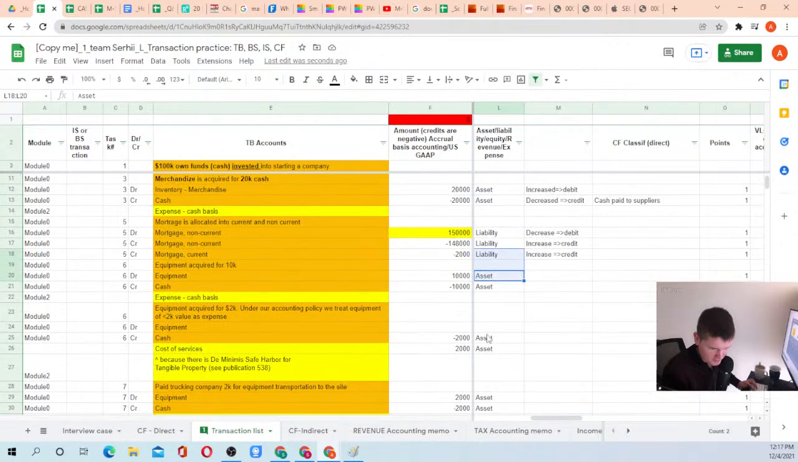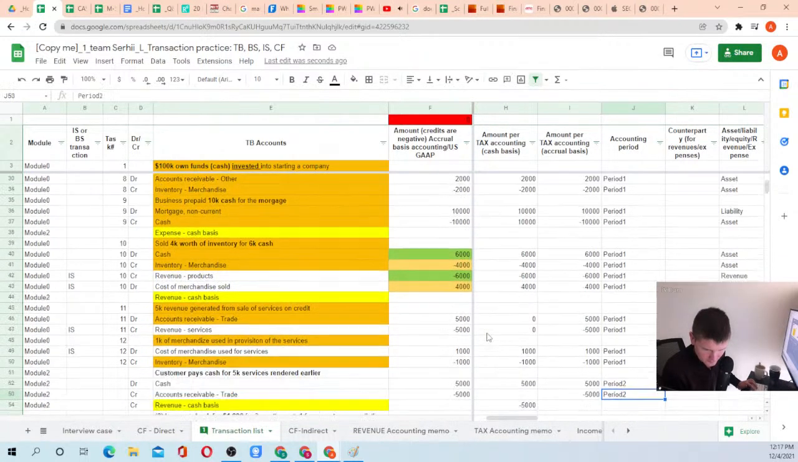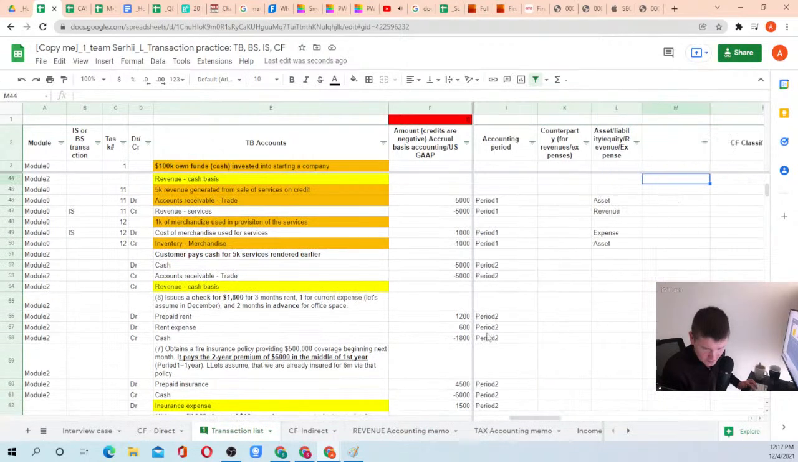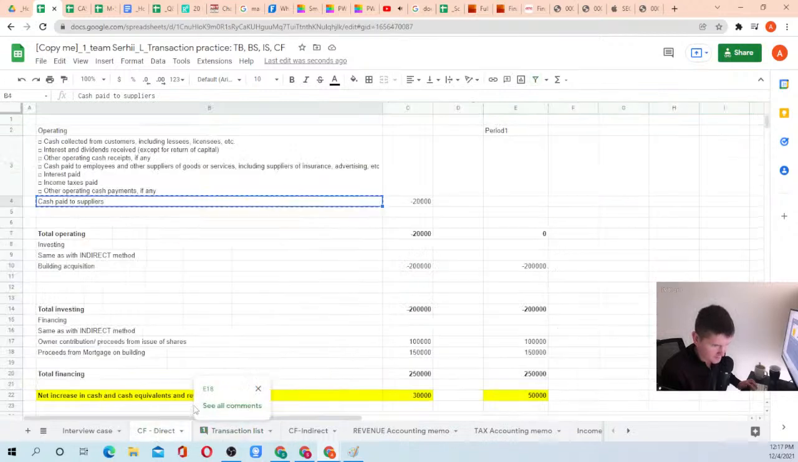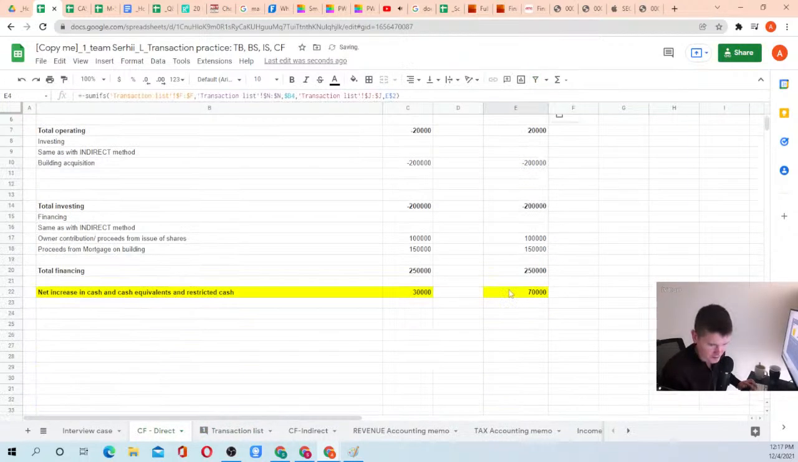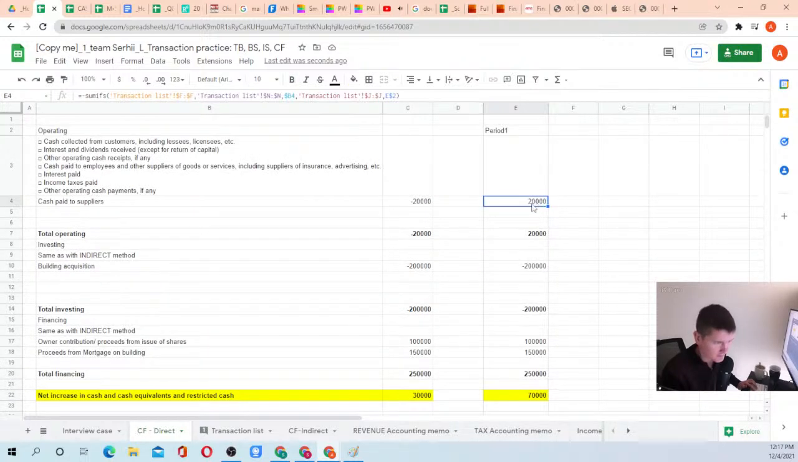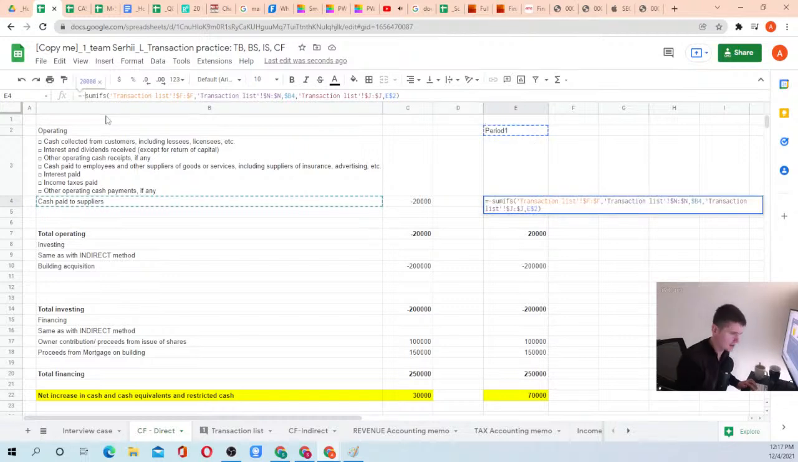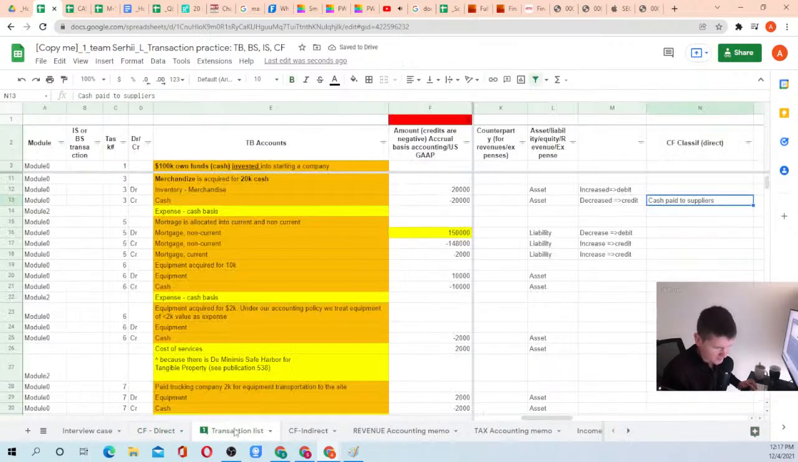Let's see how much of period 1 transactions do I have here. Okay, cash paid to suppliers. And let's move the formula here. Okay. 70,000. What's going on? Okay, again I messed up with the sign. Minus 20,000, 30,000. Okay.